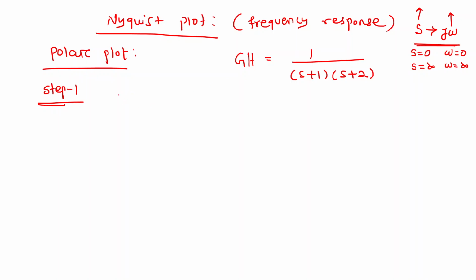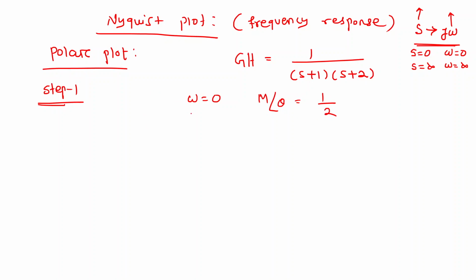So first of all, you have to find out the magnitude of this transfer function. Let's say I'm denoting the magnitude of the transfer function by M. Then you have to find out the magnitude and the phase angle, both at omega equal to 0. So tell me, sir, what is the magnitude of this transfer function at omega equal to 0? Omega equal to 0 means s equal to 0. If you put s equal to 0 here, then this will be 1 by 2. This is the magnitude of this transfer function.